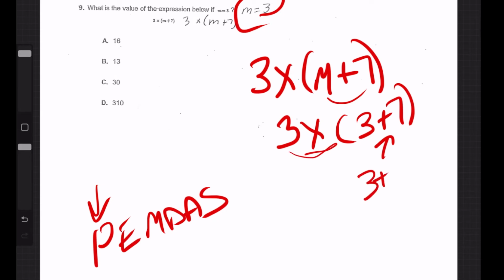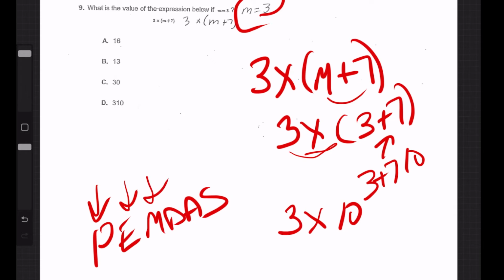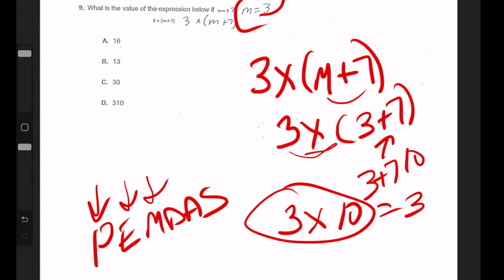3 plus 7 is 10. So let's rewrite the question as 3 times 10, because we know that 3 plus 7 is 10. Now we've done the parentheses. Are there any exponents? There are not. Any multiplication? Well, actually, that's all we have left right here, 3 times 10. So we can go ahead and do that, and 3 times 10 is 30.